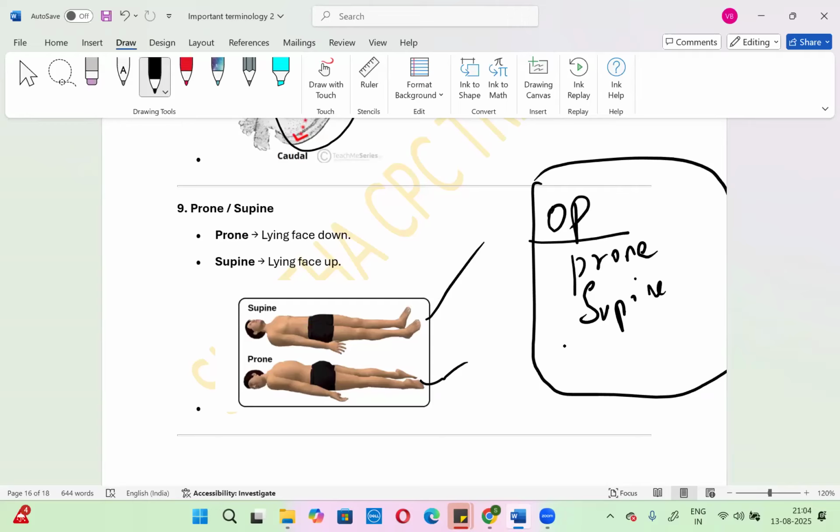Prone means the face is downward, and the body is also like this. So face up, face down. And this is how you will get the documentation: the patient is in the prone position, the patient is in the supine position. You will be getting the documentation only like this. Now we are able to understand, right? What is this prone position, supine position and all those things. Okay.